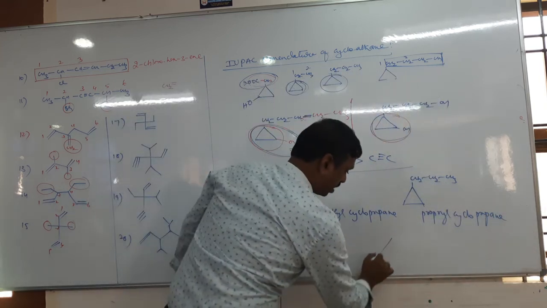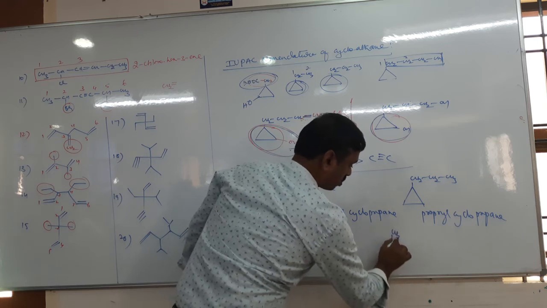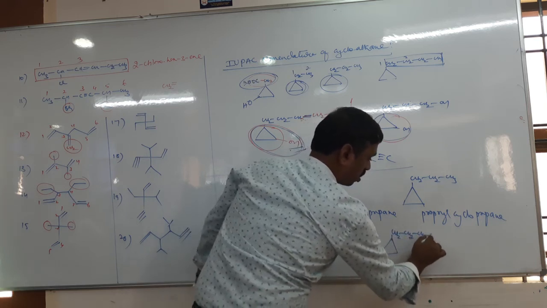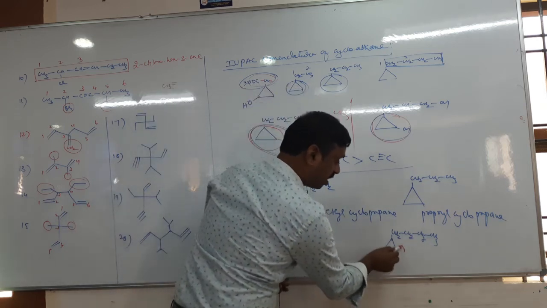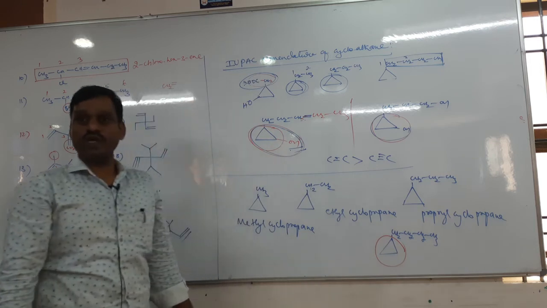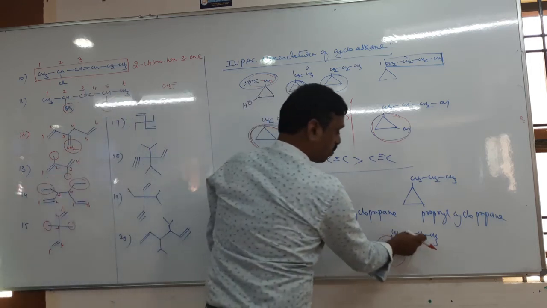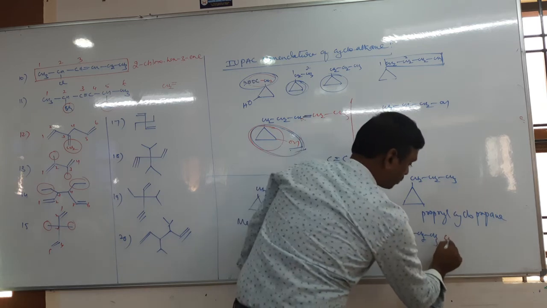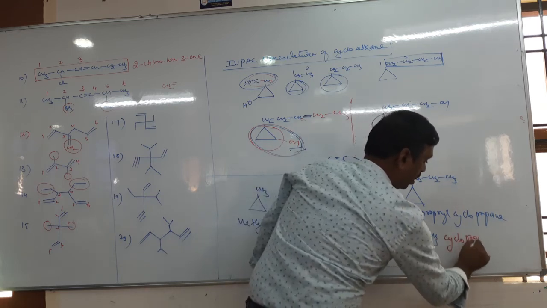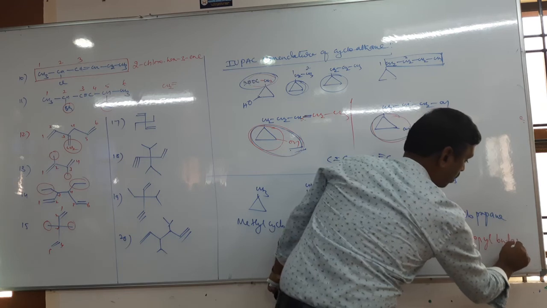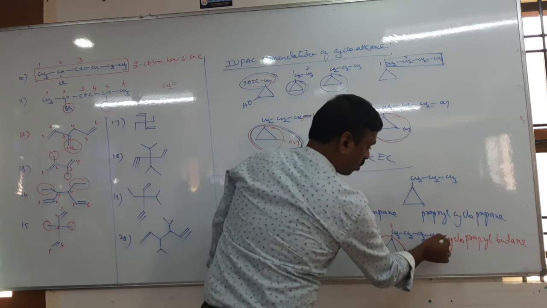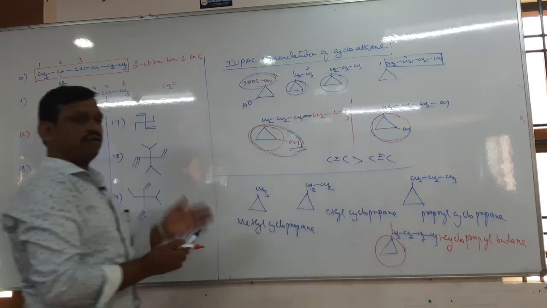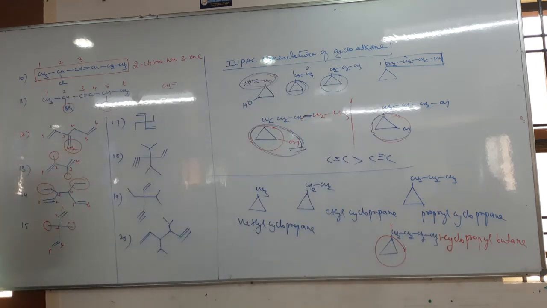Now if the side chain has 4 carbon atoms, it is butane. Now this cyclopropyl is a substituent. Cyclopropyl butane. Okay, numbering is all right. 1 cyclopropyl butane, you can write it.